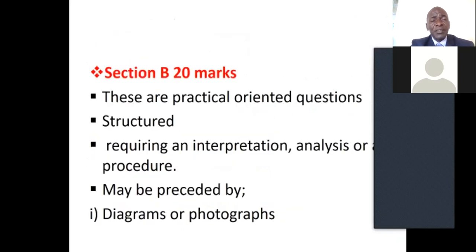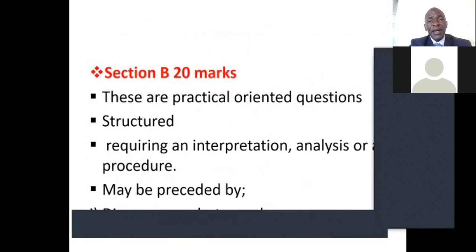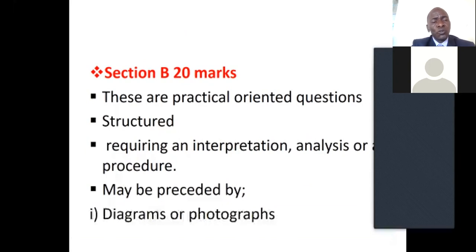Now, section B has 20 marks allocated to it. For every correct response that a candidate writes, you'll earn 1 full mark. The questions here are practical oriented, meaning they are often preceded by either a photograph or a diagram for you to look at and interpret before you begin writing your answers. Now, the questions are often broken into parts. We refer to such questions as structured questions.